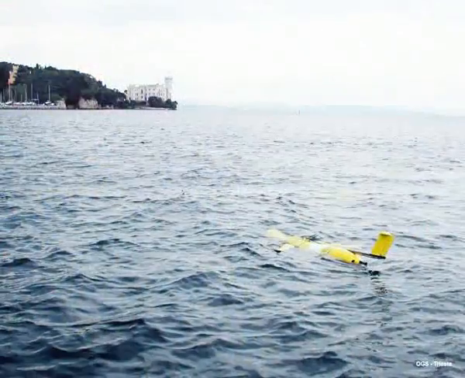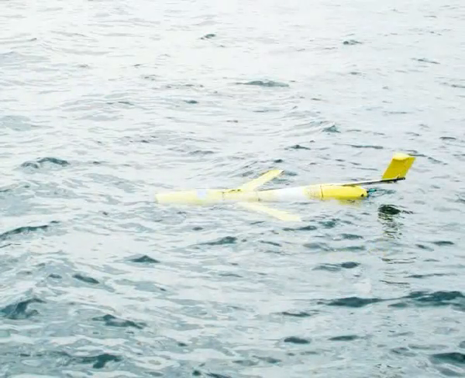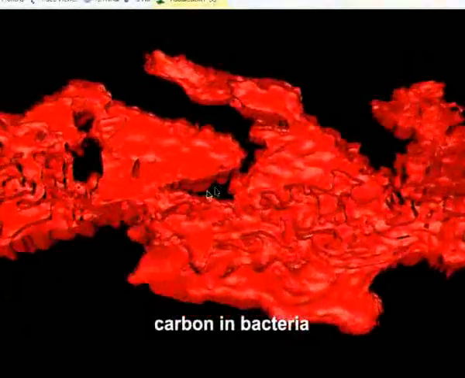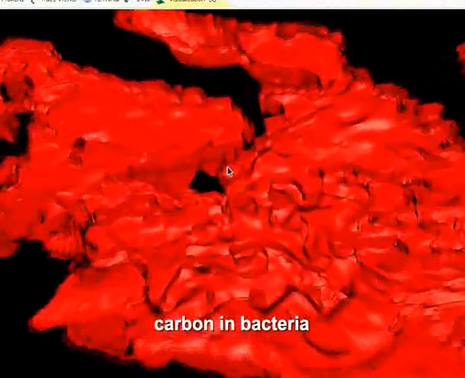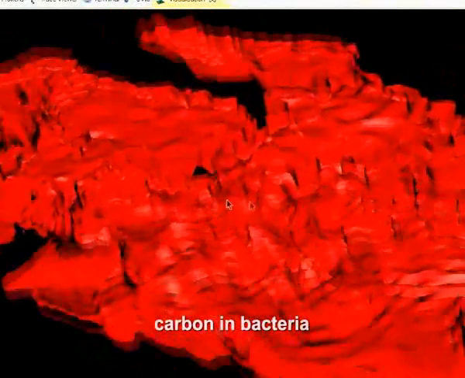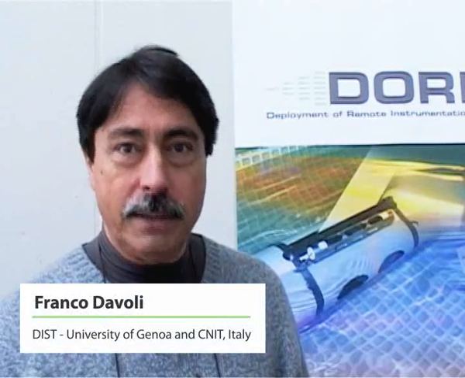Gliders are able to measure different parameters of the ocean. In this example, you can see the carbon in bacteria in the Mediterranean Sea remotely visualized with the DORII software. In this way, researchers from different experimental science fields can use instruments to generate, collect, store and process data. And all these resources are enabled to communicate with one another by means of the services offered by GÉANT and the national research and education networks.